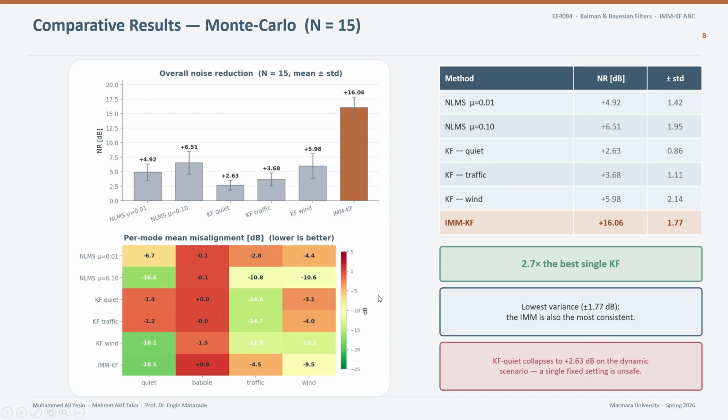How well the weights match the ideal filter. So, you might ask, why is the Babel column so poor for everyone? Good question, and it's revealing. Babel is band-limited noise, 200 to 3500 Hz. Out of the band, there is nothing to excite the filter, so the weights can't converge there, and that's true for every method, which is why the whole column saturates. But in-band noise reduction stays high. Misalignment and NR are not the same story, which is the perfect lead-in to the next slide.